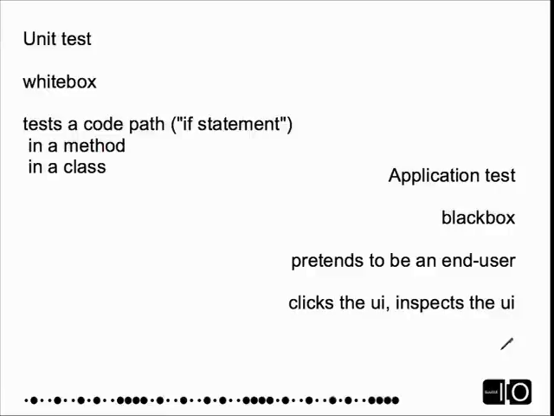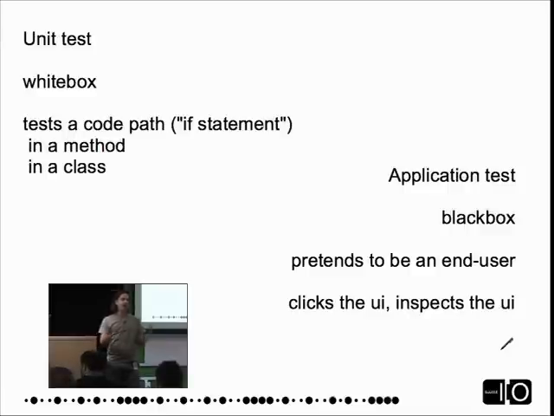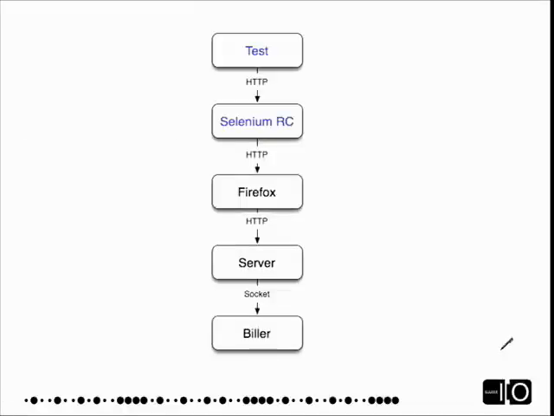On the other end of the spectrum, we have an application test. It doesn't really care what the code looks like. Sometimes you can refactor your entire class or swap it for some brand new implementation. The test might not need to change at all because what it's interested in is how the code is perceived by the end user. It's black box. It pretends, by and large, to be an end user. It clicks through the UI and it asserts things that it sees in the UI, whatever the UI may be. And the case commonly in here is like a web UI as a browser.